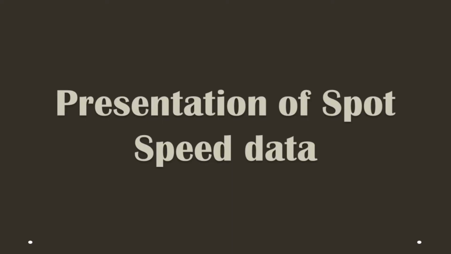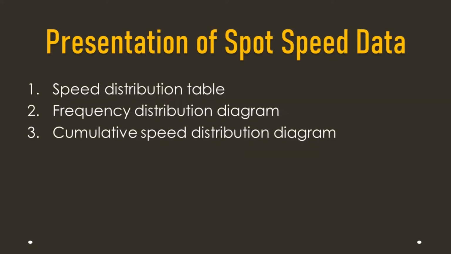Presentation of spot speed data. For the presentation of spot speed data, there are a few things that we need to prepare in order to study and also analyze the spot speed data. The first one is the speed distribution table, second the frequency distribution diagram, and the third is the cumulative speed distribution diagram.